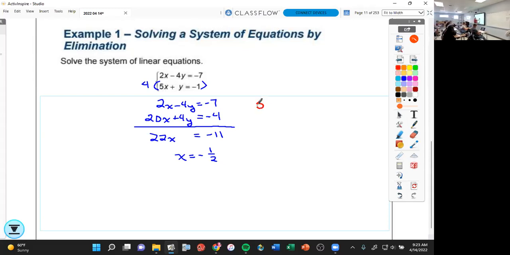We have 5 times x, but x is negative 1/2, plus y equals negative 1. Negative 1/2 of 5 is negative 5/2, plus y equals negative 1. Add 5/2 to both sides gives us 3/2. So what is the solution to our system?